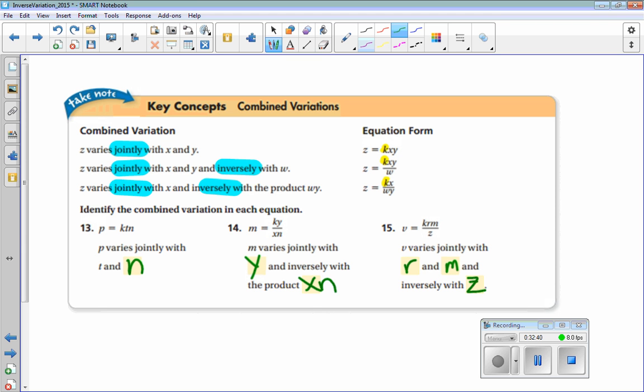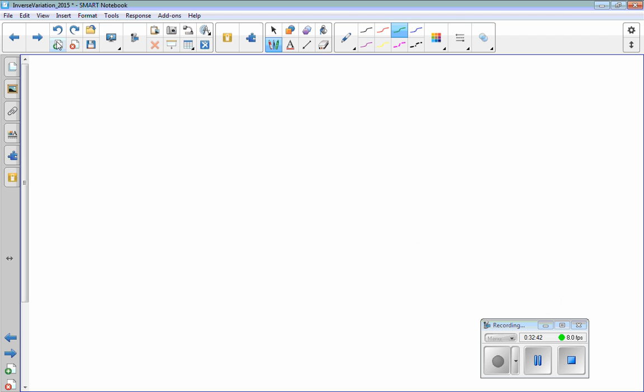17 says Z varies jointly with X and Y. What's the equation that goes with that? Z varies, so what does that mean? Z equals K, and then we have KXY. Good. Okay, that's the equation that goes with 17. Z varies, Z equals K.